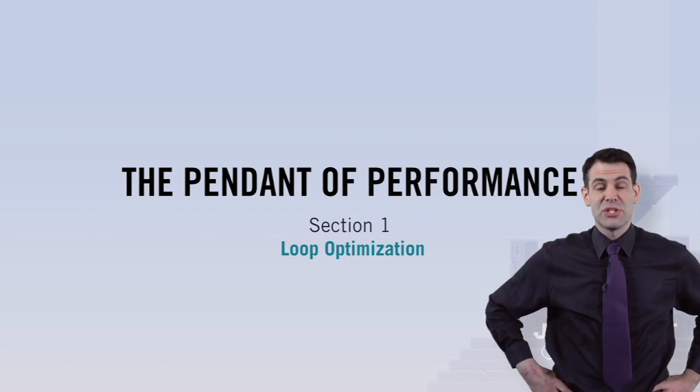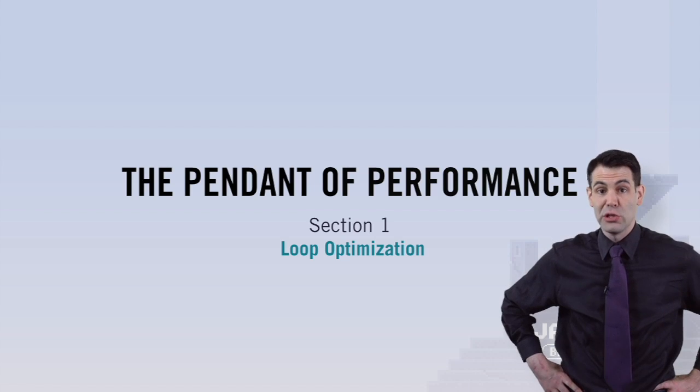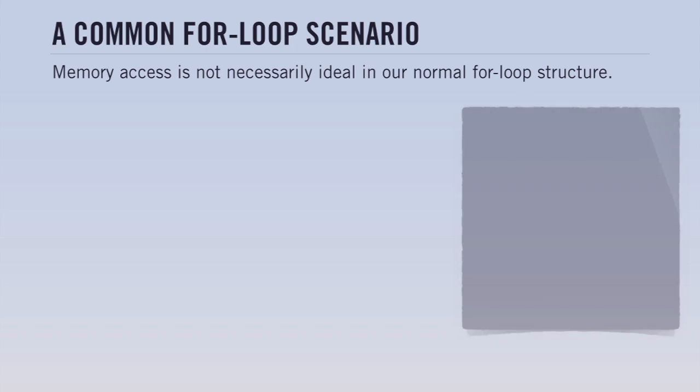Welcome back. This is level 2 of JavaScript best practices. I'm Jason Millhouse, and this section is about loop optimization. Let's take a look at a common for loop scenario where memory access may not necessarily be ideal.